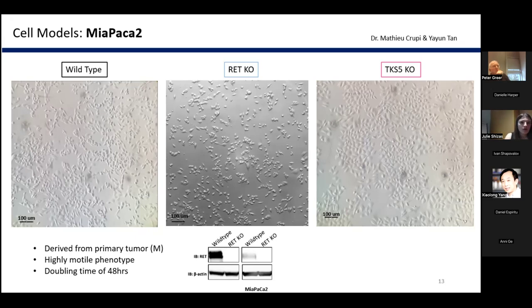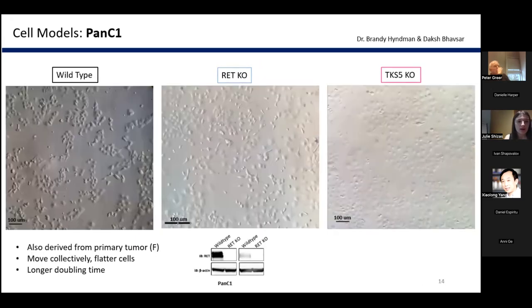The other type of cell model that I use is called PANC1, and this is the cell model that I use for the majority of my assays. As you can see down here, it expresses relatively more RET compared to the MIA-PaCa2 cell line. It's also derived from a primary tumor, this time a female, older adult. They move as a more collective unit. These cells are a lot flatter, and they have a longer doubling time.